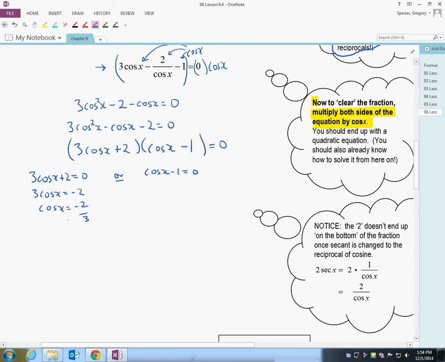It's not one of my special angles. It's not like a half or any multiple of pi over 6 or pi over 4 or anything like that. So I don't know exactly what the answer is going to be. What I'm going to say is that cos of my reference angle is going to be equal to positive 2 over 3. So we'll figure out the first quadrant first. So my reference angle will be the inverse cos of 2/3.